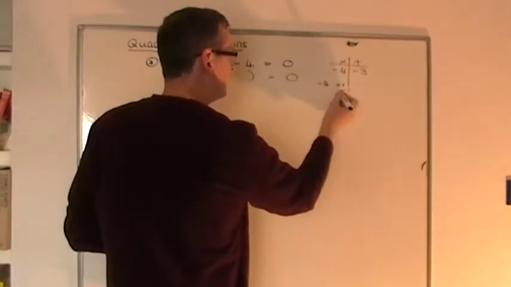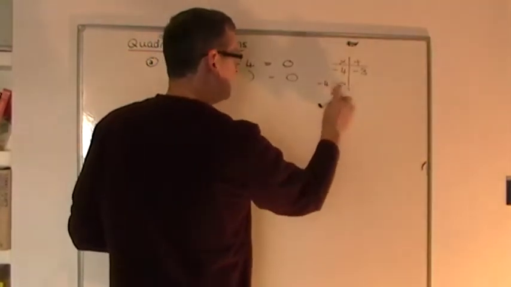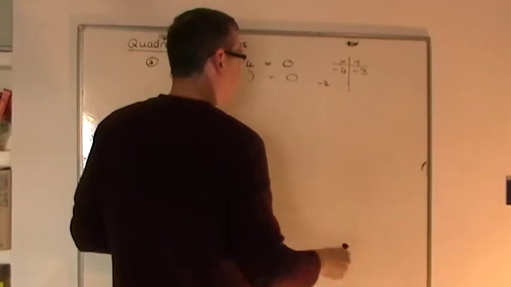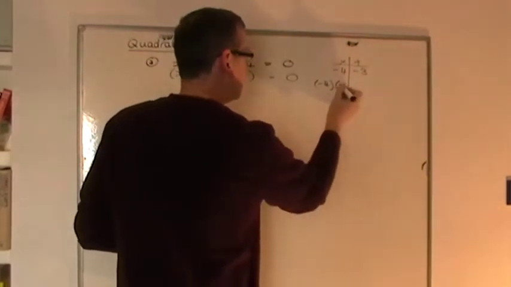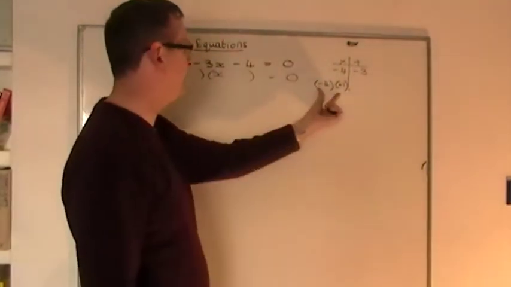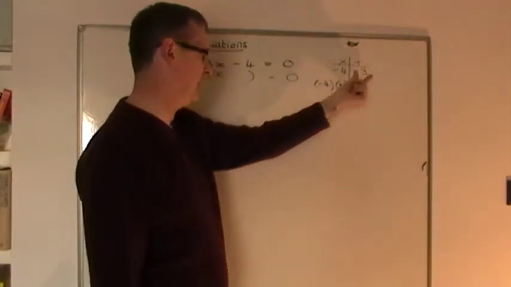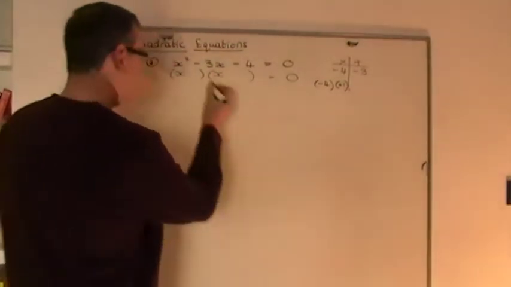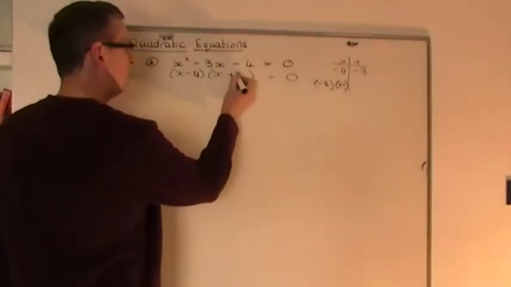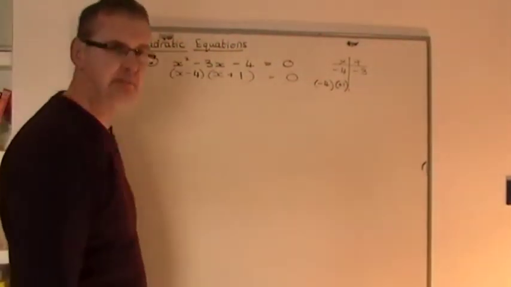Minus 4 times a positive 1. Well, I'll just write it like this, I think. Minus 4 and plus 1. They're the two numbers. Multiply them together to give minus 4. Add them together, it gives minus 3. So there you go. Minus 4 and plus 1. Or the other way around, doesn't matter.